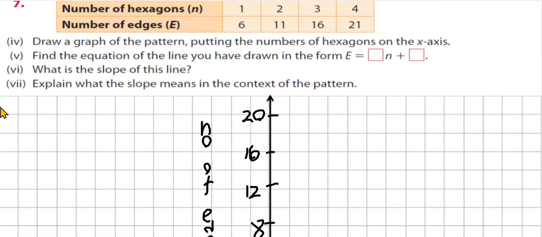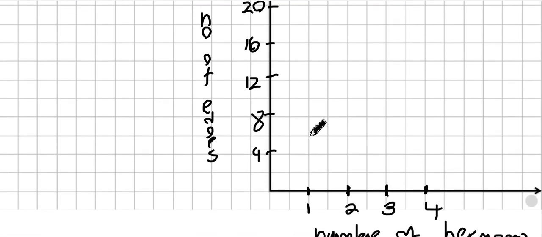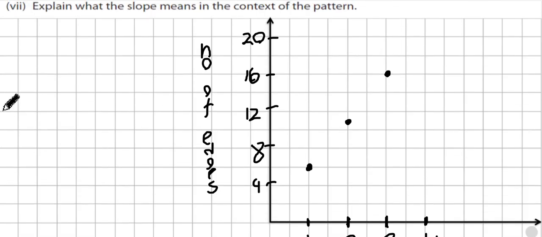So what do we get? 1, 6, is it? Yeah. Next one. 2 and 11. Halfway between 10 and 12. Yeah. Next one after that. 3, 16. Yeah. 4, 21. Okay. And you have yourself a line.